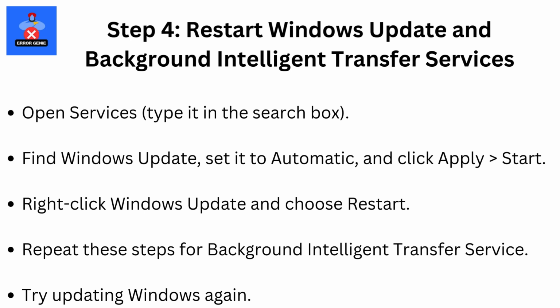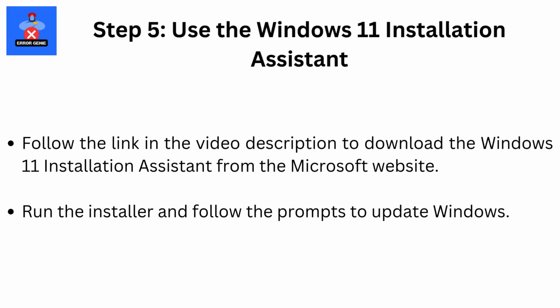Step 4. Restart Windows Update and Background Intelligent Transfer Services. Open Services. Type it in the search box. Find Windows Update, set it to automatic, and click Apply then Start. Right-click Windows Update and choose Restart. Repeat these steps for Background Intelligent Transfer Service. Try updating Windows again.